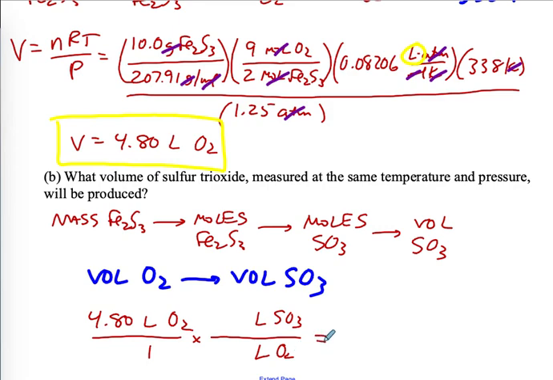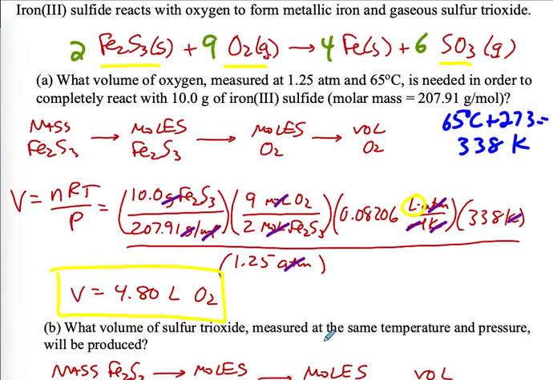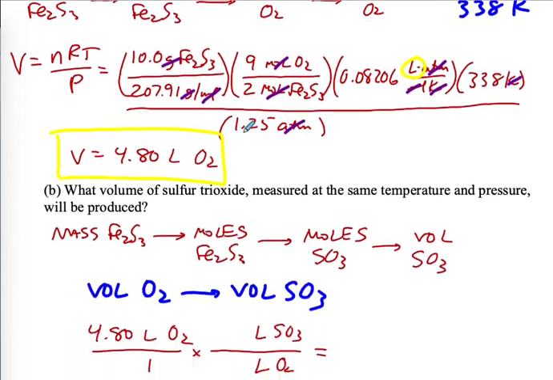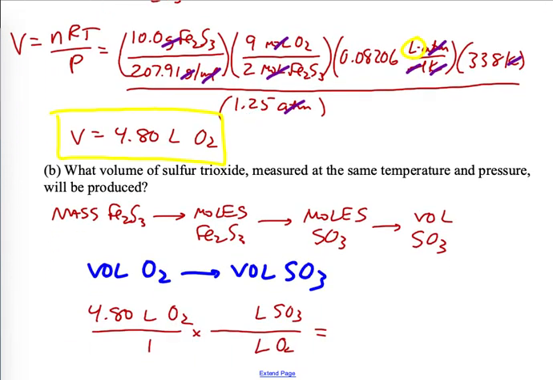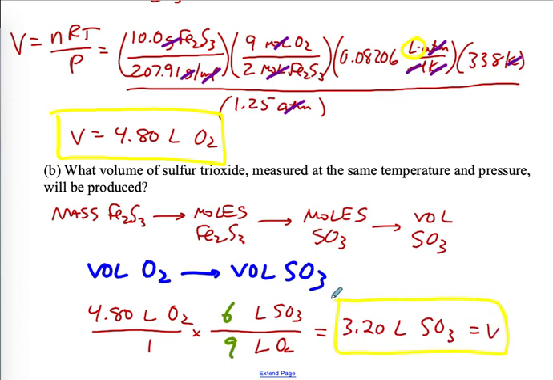Just like in a mole ratio, the numbers in a volume ratio come directly from the stoichiometric coefficients in the balanced equation, and the balanced equation tells me that I will get 6 liters of sulfur trioxide gas for every 9 liters of O2. I'll plug those in, and that gives me 3.20 liters of sulfur trioxide gas expected. So here is a two-part problem that includes both a mass to volume stoichiometry calculation and a volume to volume stoichiometry calculation. And that's it for this unit.